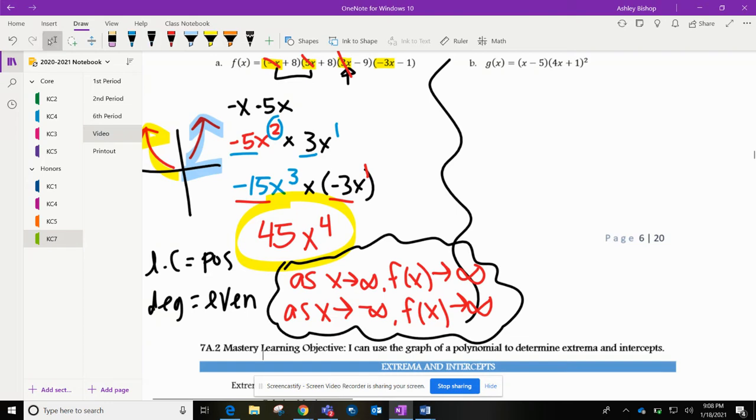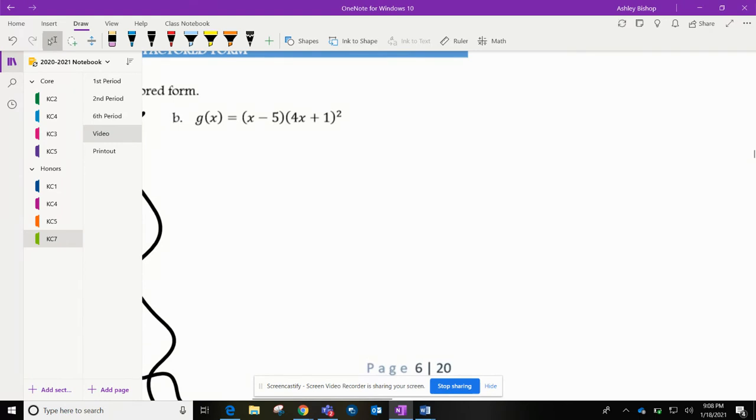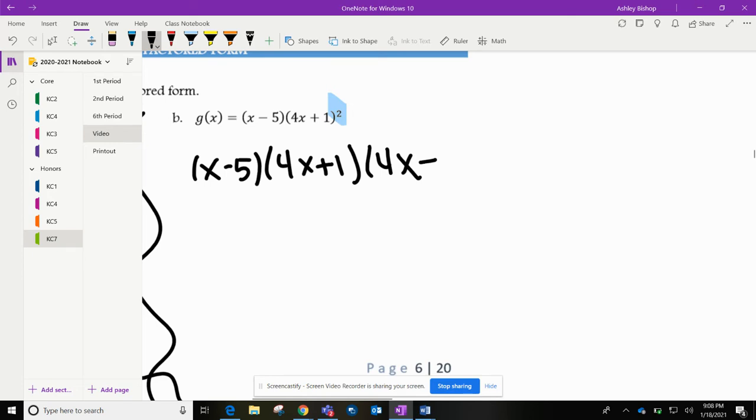Okay. And then one last example. One thing that is worth showing you is that this means I have to clean this up. 4x plus 1 squared means there are two sets of 4x plus 1s. This 2 here tells you there's two sets, so you need to expand that. So I have x minus 5, 4x plus 1, and then another 4x plus 1.